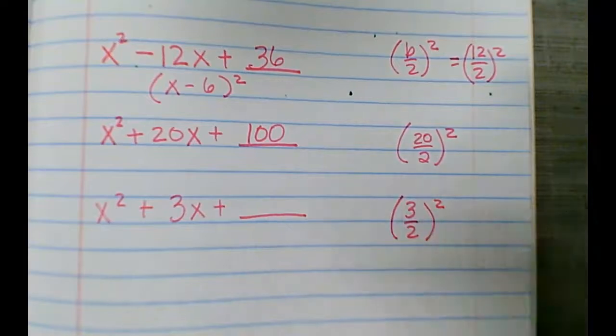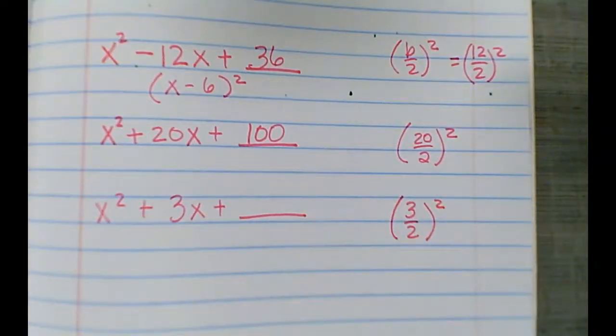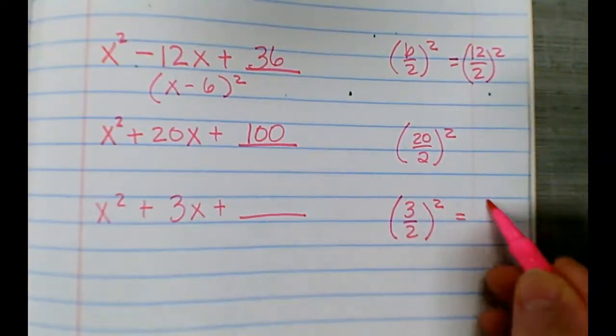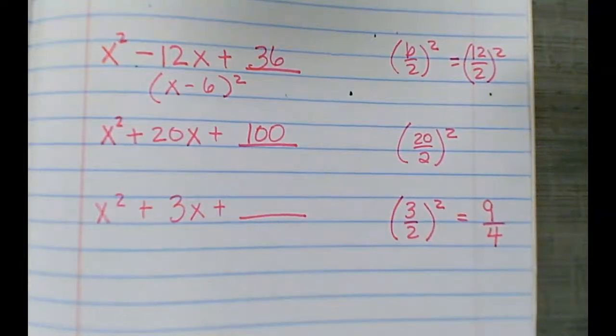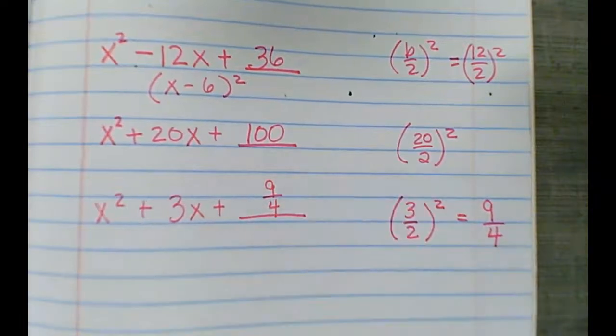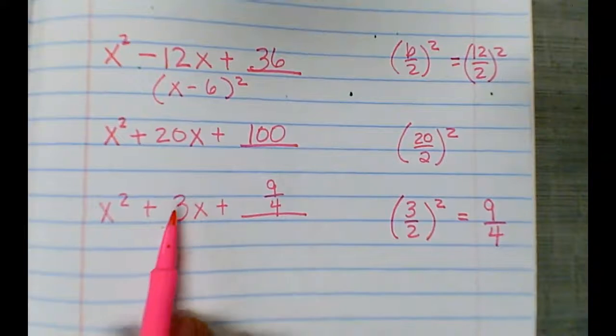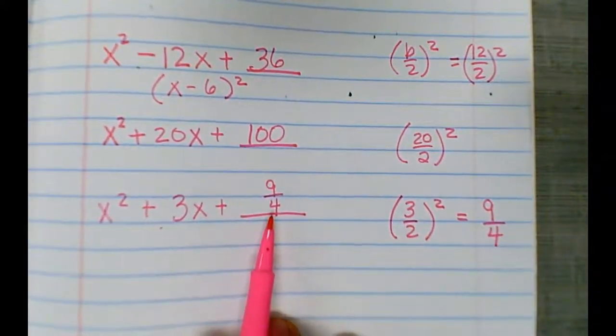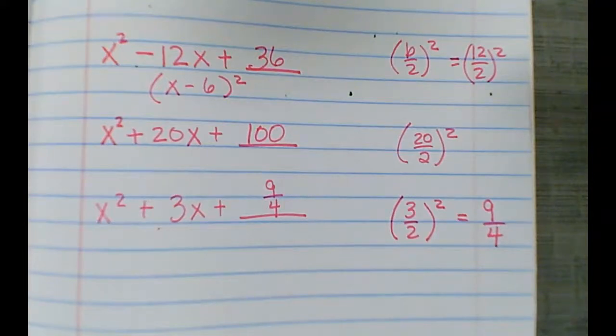So what do you do when you square it? Well, it's a fraction. The way you do a fraction is you square the top number and you square the bottom number. And so this number would be 9 over 4. So it doesn't have to be an even number here, but if this is not an even number, this will be a fraction, because when you divide it by 2, it's not going to come out to be a whole number. Now, we're going to use this perfect square pattern to solve quadratic equations.